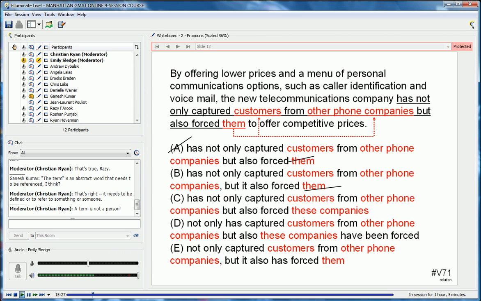Chris, I'm going to go back to you. So what was the deal between C and D? Why one of these choices that has these companies over the other? Sorry, that one was a little trickier. It just kind of didn't sound right, I suppose, on D. So it seemed like the verb "have been forced to offer" didn't make sense with what happened at the beginning of the sentence.